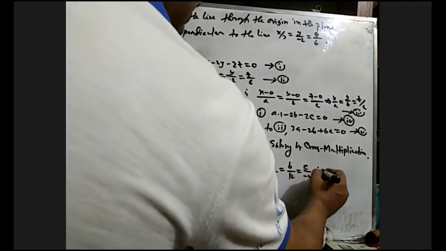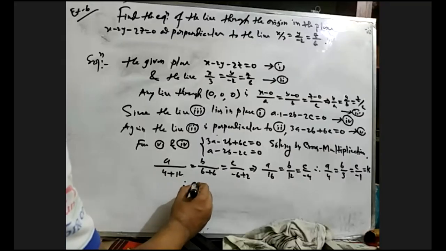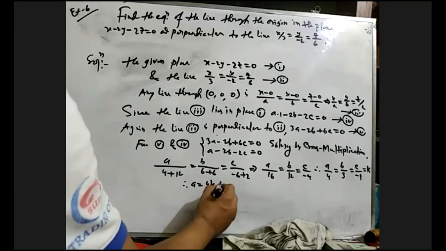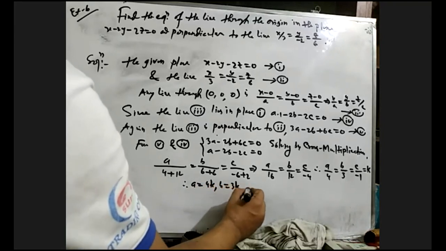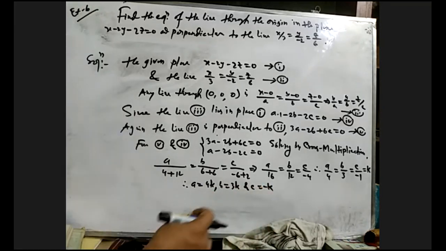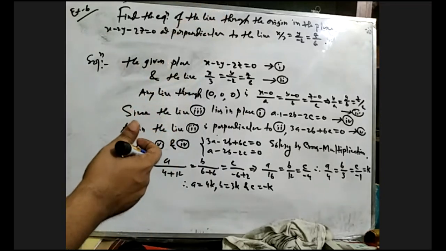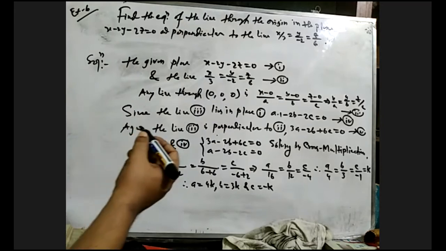So therefore this can be written as, dividing by 4 on both sides, A divided by 4, B divided by 3, and C divided by minus 1. Suppose this equals K. From this, A equals 4K, B equals thrice K, and C equals minus K. Just putting the values of A, B, C in equation 3, we get the required line.